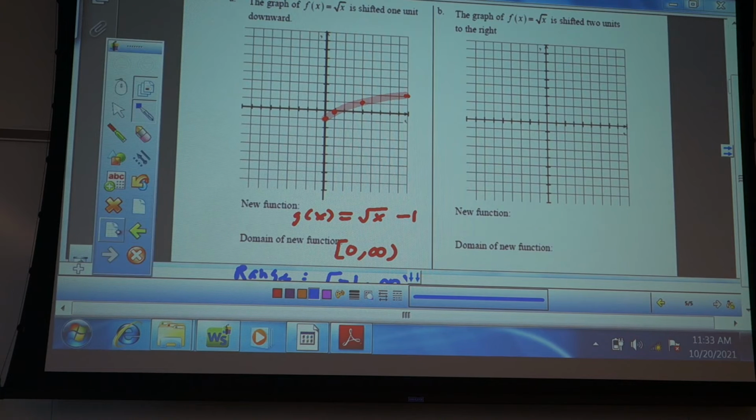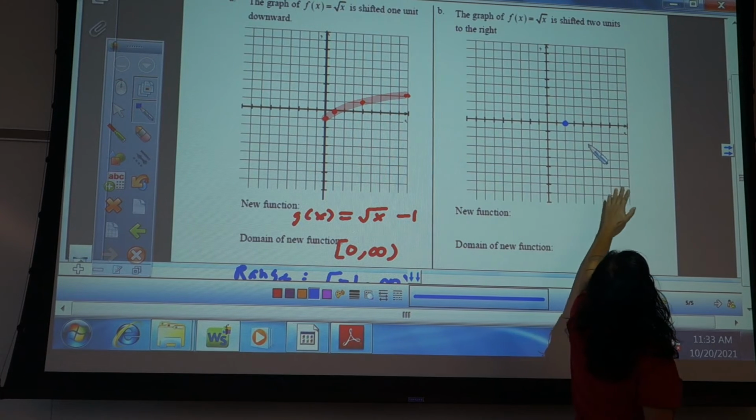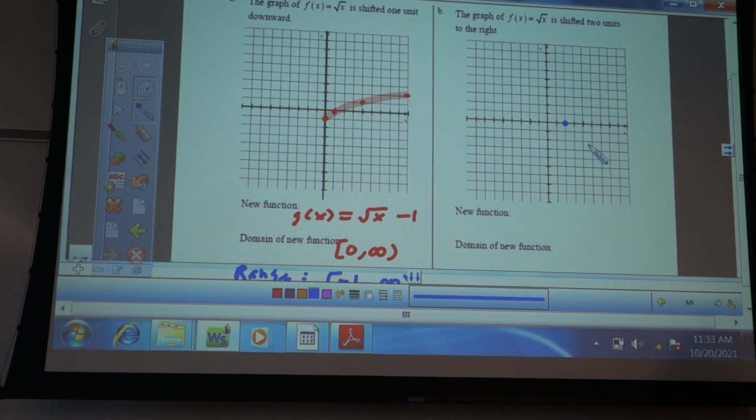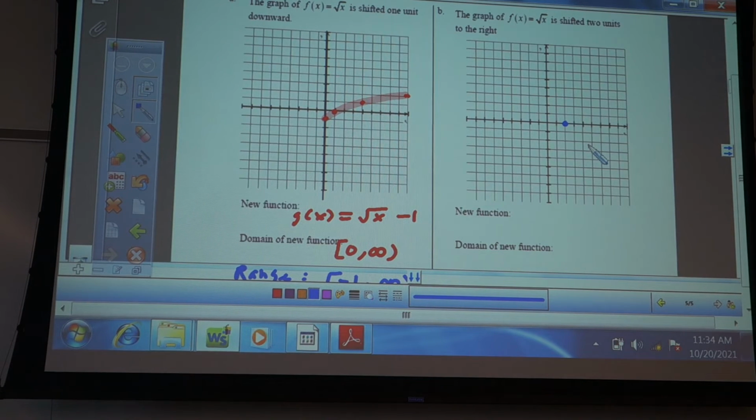Okay, so let's do B. The same graph, the square root graph, is shifted 2 units to the right. So everybody put in where your new origin is. Start at 0, 0, where's the new origin? 2 to the right. There's my first spot. Correct? Now everybody put in the next two spots. You can't do the third spot because it's off the page, but just do the next 2. Graph the next 2 points. What is it? Over 1 up 1. Over 4 up 2.